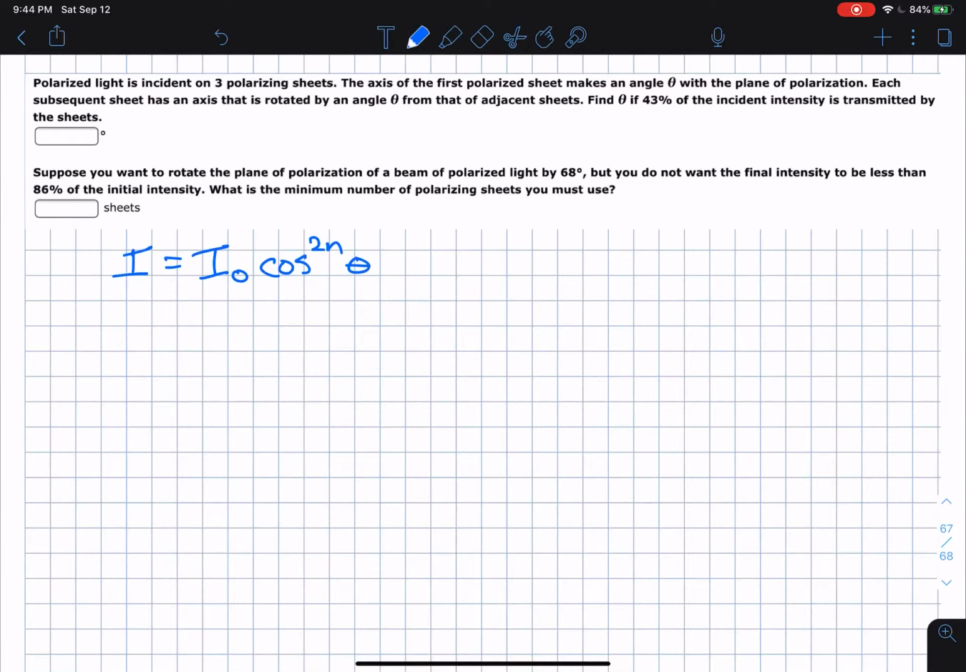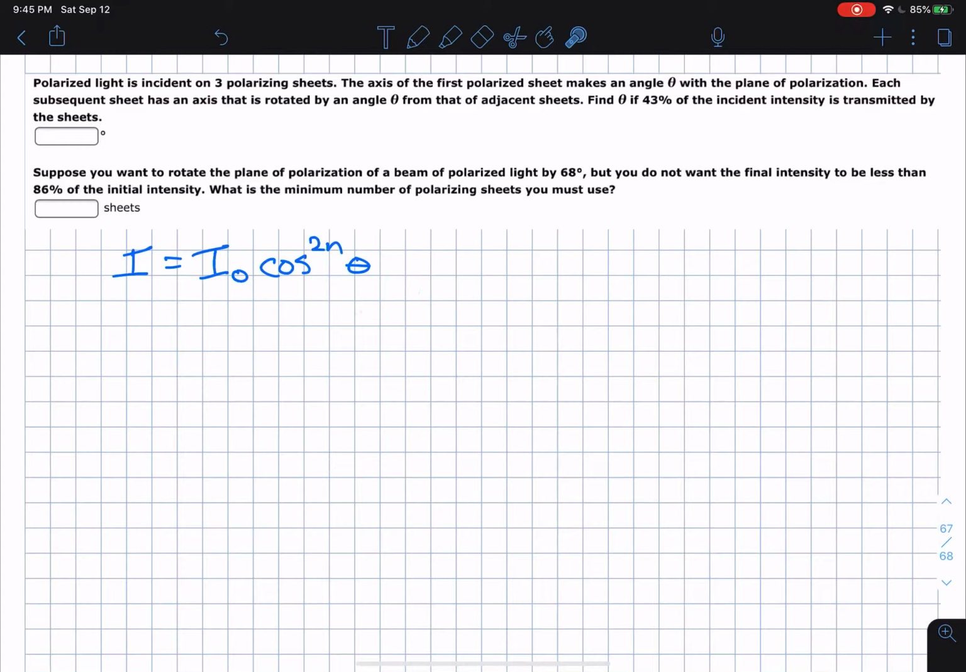Polarized light is incident on 3 polarizing sheets. The axis of the first polarized sheet makes an angle theta with the plane of polarization. Each subsequent sheet has an axis that is rotated by an angle theta from that of adjacent sheets. Find theta if 43% of the incident intensity is transmitted by the sheets. So that's a mouthful, but actually it's pretty straightforward because we're just going to have to use one formula.